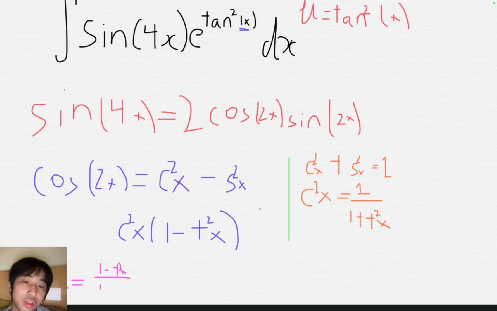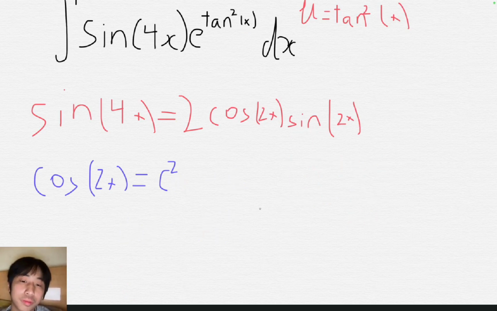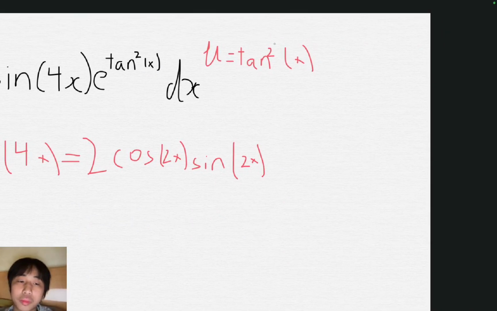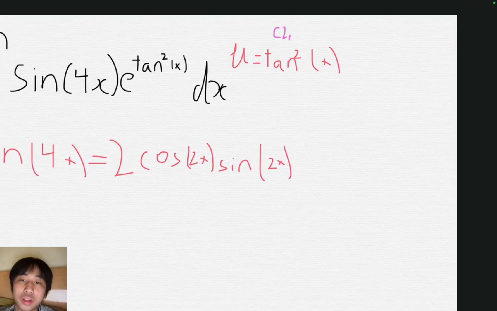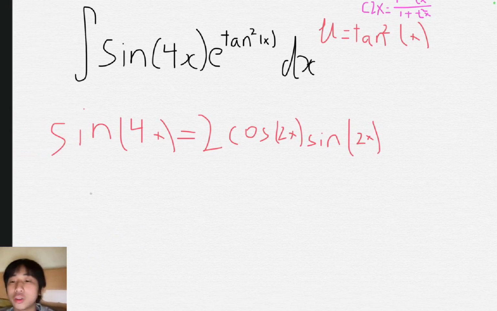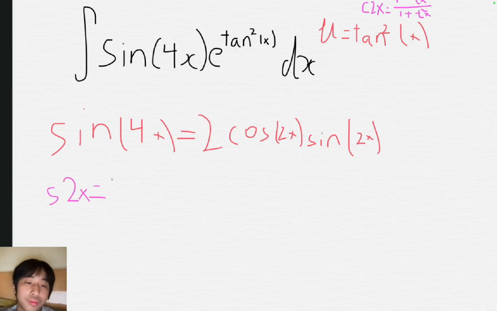So I'm going to erase all this. Alright, so let's just write over here to remember cosine 2x equals (1 minus tan squared x) over (1 plus tan squared x). Alright, what does sine 2x equal? Well, if you follow the same pattern we did to expand sin 4x, you can expand sin 2x. So sin 2x equals 2 times cos x times sin x.